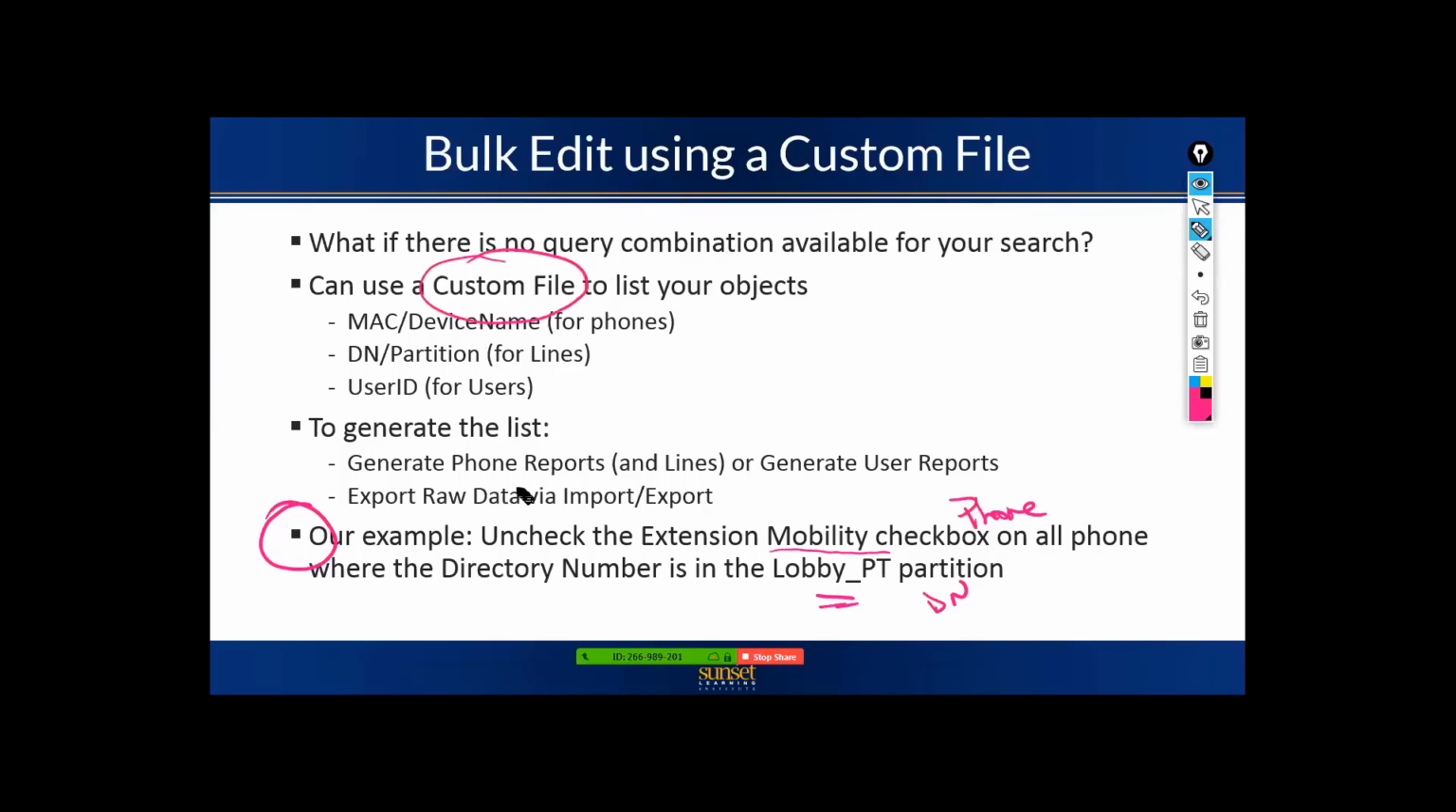And for that custom file, we are going to use the generate phone reports. There's another thing we're going to look at today. We're going to look at bulk edit, multi-argument queries, custom files, and the generate reports feature. Very, very handy, by the way. I think you'll like it once you see it. And that will allow us to get the list of objects that we want to change. All right, so here we go. Let's go give this a try.